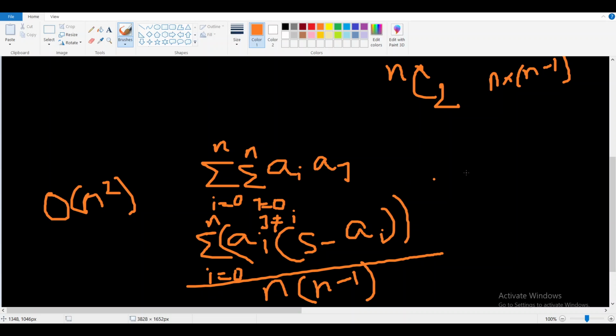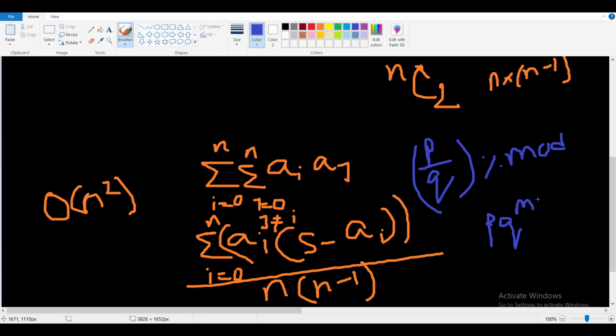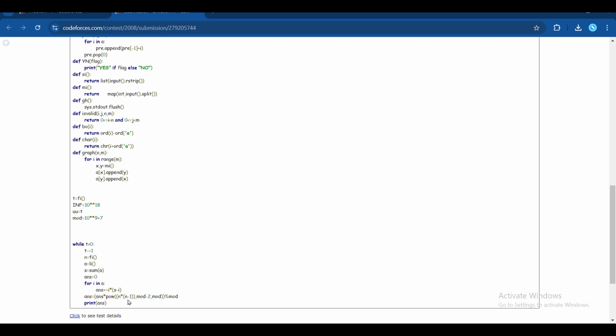Now this thing is also important, and I have explained this in multiple of my videos. P by q modulo mod is nothing but p into q to the power mod minus 2 modulo mod, if and only if mod is prime. Here mod is prime, that's why we can use this formula. Instead of p by q percent mod, we will use p into q to the power mod minus 2 modulo mod.